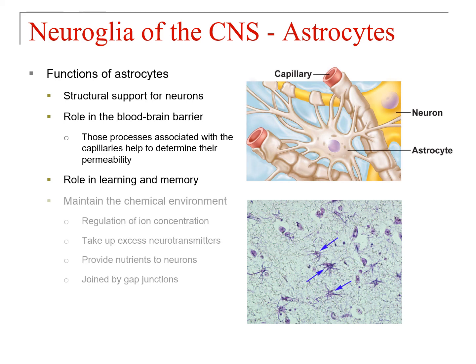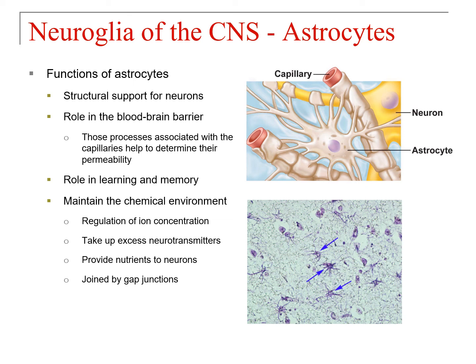Okay, astrocytes also have a role in learning and memory. That role isn't clearly defined, but when you have abnormal numbers of astrocytes, you do see problems with learning and memory. Astrocytes also maintain the chemical environment, and so this right here should tell you the ways in which they exert control over the blood-brain barrier. They regulate the ion concentration in their surrounding environment. They take up excess neurotransmitters that provide nutrients to neurons. They're also joined by gap junctions, so they can pass materials from one to another pretty easily.